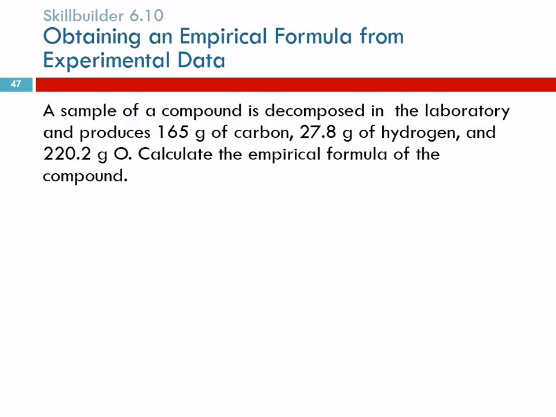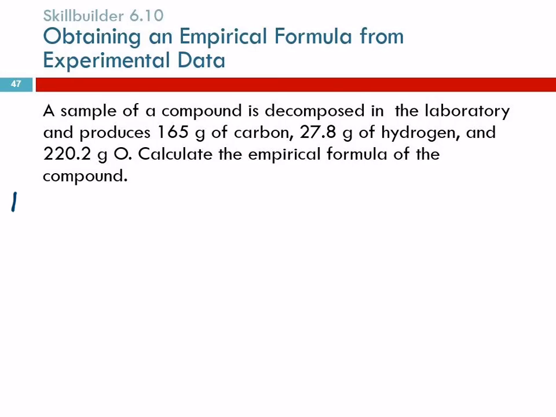Let's do another example. A sample of a compound is decomposed in the laboratory and produces 165 grams of carbon, 27.8 grams of hydrogen, and 220.2 grams of oxygen. Calculate the empirical formula of the compound. By the way, this is similar to what we're going to do in lab starting tomorrow, which is to find the empirical formula of a compound. So Wednesday, people, you're going to need to practice this on your pre-lab assignment.